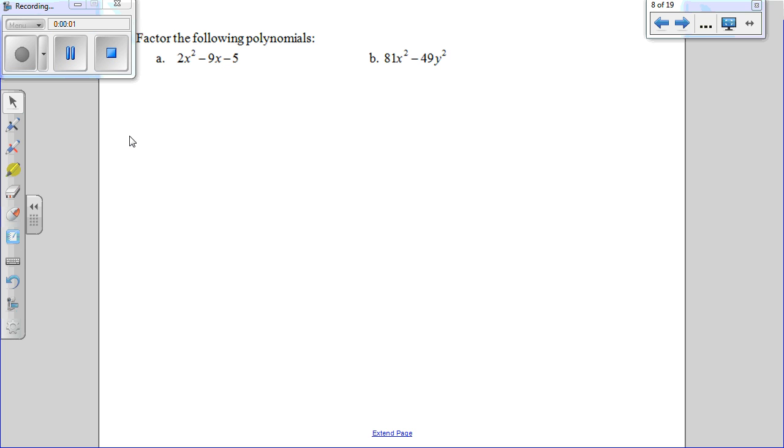Quadratics, we're going to remember how to factor quadratics. A quadratic is anything that's something squared, right? So if you want to factor it, the two main methods we have are diamond method, that's for trinomials, and difference of squares, that's for binomials. The first one we're going to factor, we're going to do the diamond method because it's a trinomial. Do your diamond.